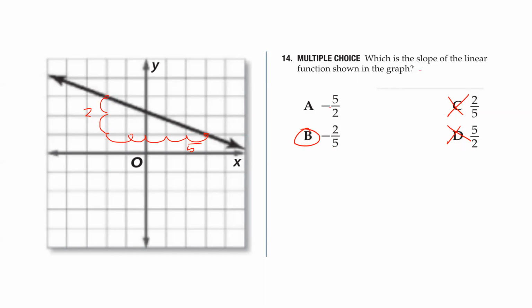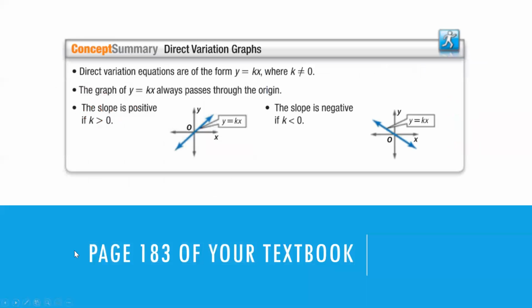This one is saying the rise is 5, so that would mean we go down 5 spaces and then over 2. Okay, so that one has to be -2/5, which is B.